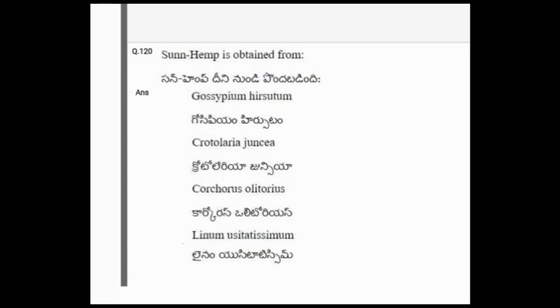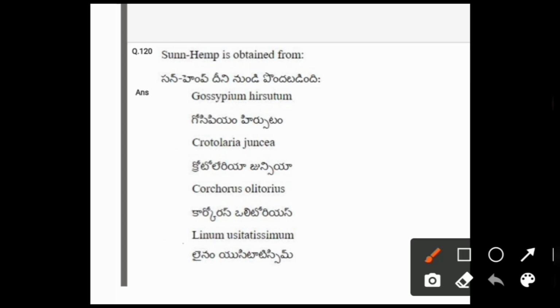Hemp is obtained from. The options are Gossypium hirsutum, Crotalaria juncea, Corchorus olitorius, Linum usitatissimum. The correct option is Crotalaria juncea.